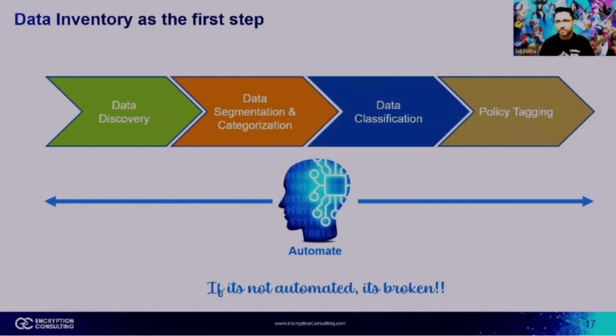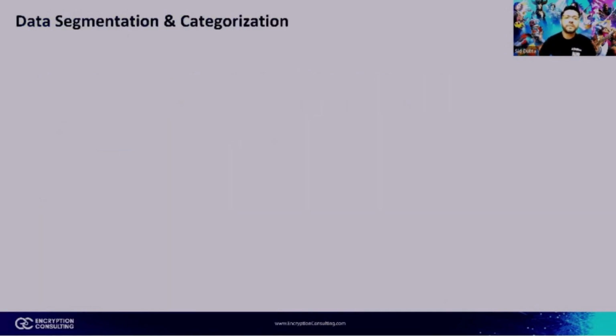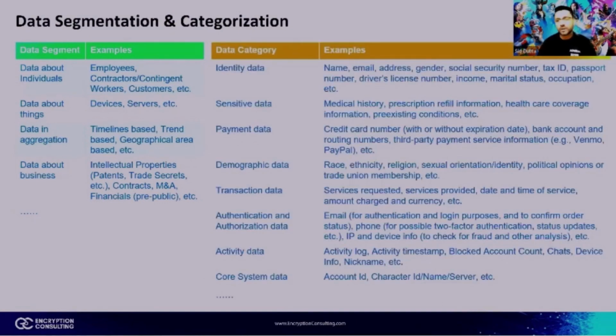And in industry, we've got so many tools, and they're very, very good and mature solutions that are in place to help you automate in your data inventory phase of data protection. Data segmentation and categorization, I talked a little bit about how you should be segmenting data, and then eventually getting to the categorization part. And these are just some examples, where it could be segmenting, could be data about individuals or things, or data about business. And then on the category side, you could be dealing with identity data, payment data, sensitive data, demographic data, activity data, and so on and so forth, right? Depending on which industry sector you're part of.